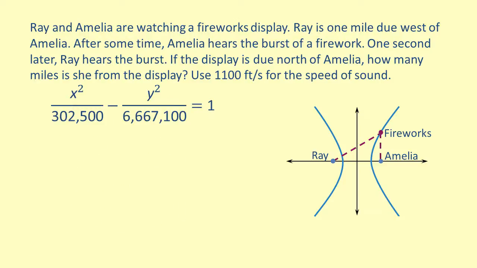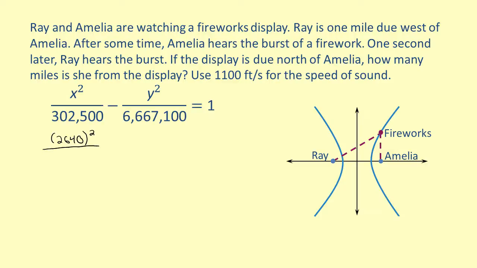Now that we have our equation set up, we can use it to find out how many miles Amelia is from the fireworks display. We know Amelia is a distance of c feet from the center of this hyperbola. We also know that the fireworks display is due north of Amelia. This means that the point where Amelia is and the point where the fireworks are would have the same x coordinate if we were to plot them on a graph. So we'll use the value for c, which is 2,640, and substitute this in for x in the equation and solve for y.